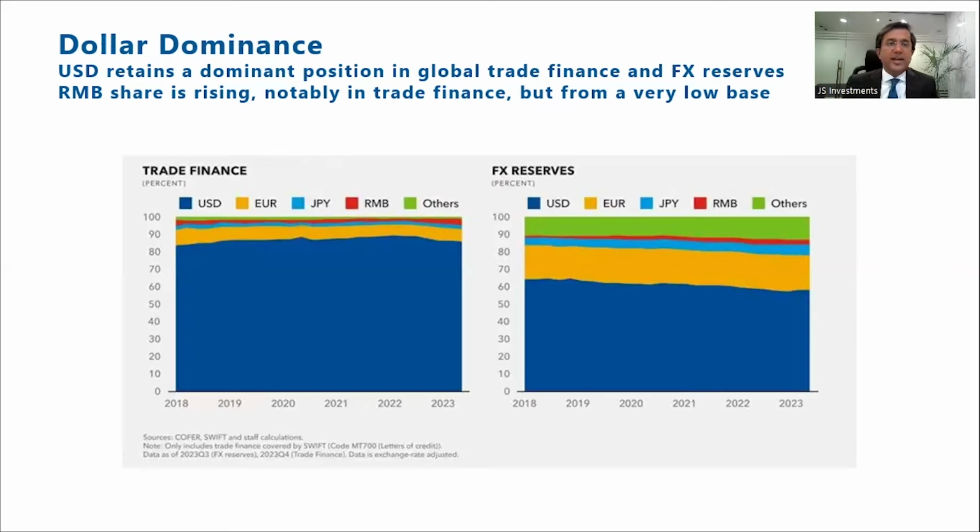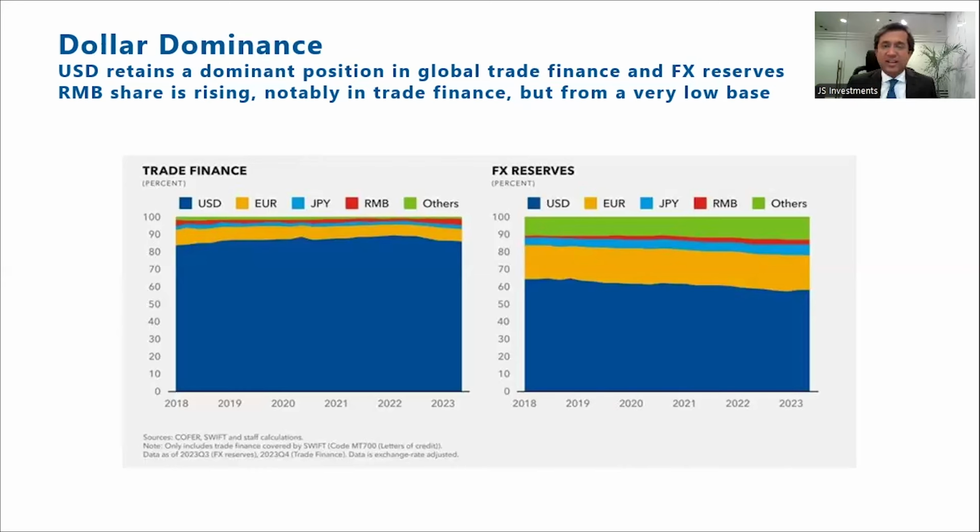Moving on, this slide simply presents you the case for dollar dominance. और इसके हवाले से जो एक आम अक्सर आपको शायद सुनने में आता है कि जी डॉलर जो है वो अपनी डोमिनेंस लूज कर रहा है. So this slide basically debunks those rumors. As it says that U.S. dollar retains a dominant position in global trade finance and FX reserves. Renminbi share is rising, notably in trade finance, but from a very low base.